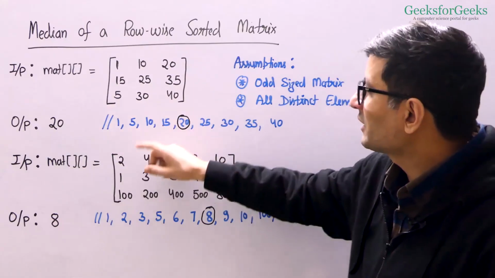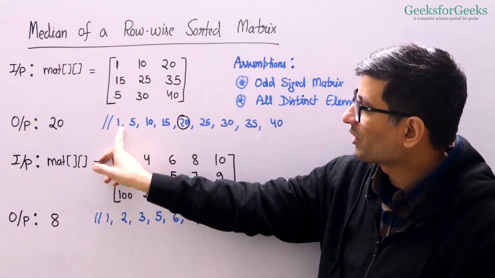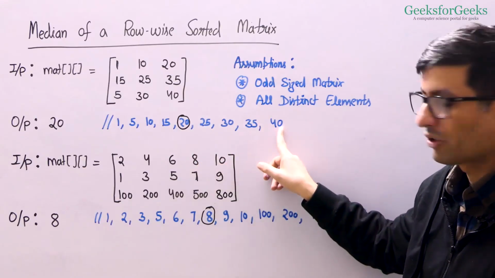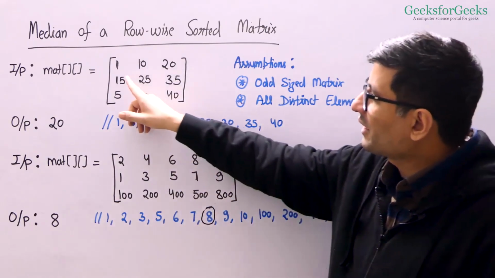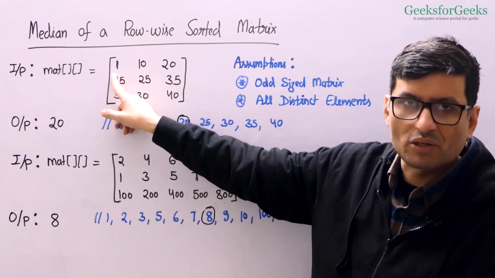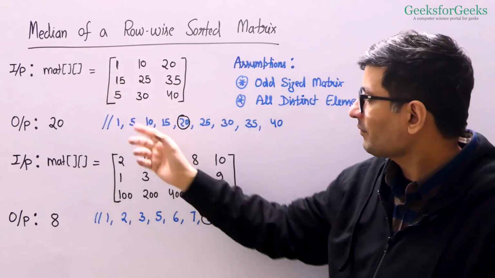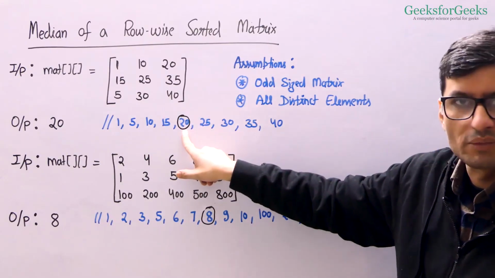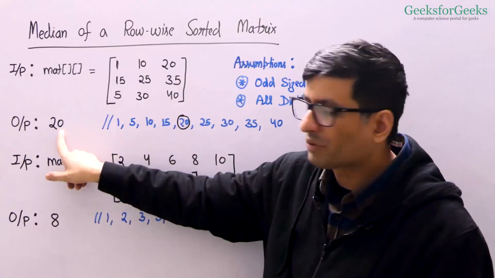So we have 9 elements, and if I write these 9 elements in sorted order, I'll have 1, 5, 10, 15, 20, 25, 30, 35, 40. And you can notice that every row is sorted in increasing order, right? There's no order among the columns, but rows are sorted in increasing order. If you consider this sorted sequence, you can notice that 20 is the middle element. That's why our output is 20.